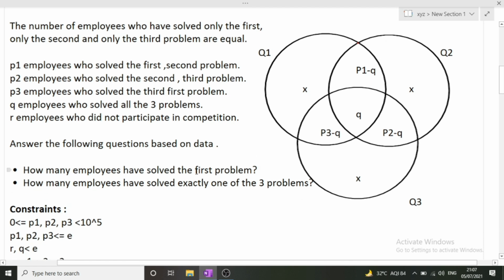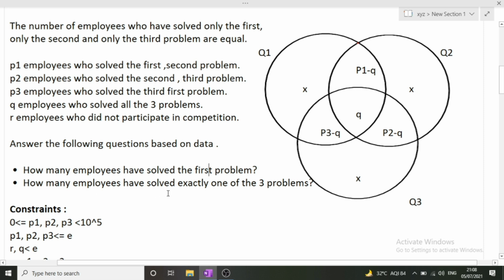Okay, now this was the question, and based on that we have formed our Venn diagram. Now what we have to answer, based on the data given to us: how many employees have solved the first problem? It means this entire ring will be covered. All the people lying in this entire ring of question 1 will be the answer to the first part.